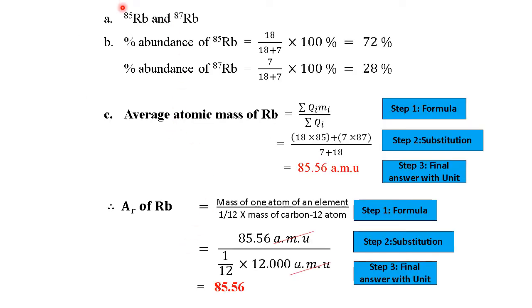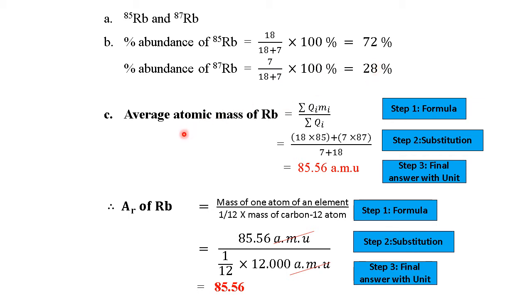As I said just now, this is the way to write down the answer. At the upper left corner you write 85, and you have to write the 87 at the upper left corner, then the symbol Rb, rubidium. The way to calculate the percentage for rubidium-85 and rubidium-87: actually, for this part, you can directly use 100 minus 72%, also can.